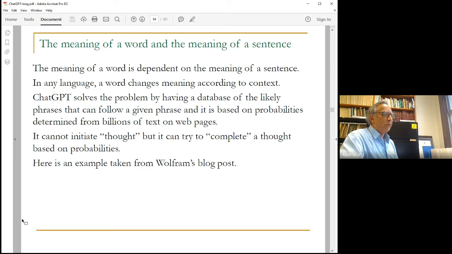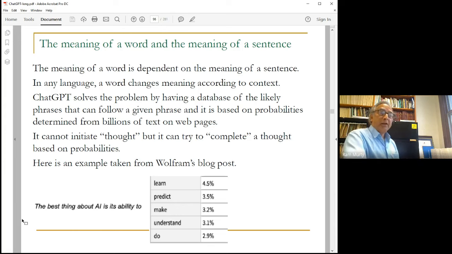So here's an example from Wolfram's blog post. The best thing about AI is its ability to what? Well, you can go back to your database and you'll see ability to learn, ability to predict, ability to make something, to understand, to do. And so each of these possibilities has different probabilities attached to it. How often does this word learn follow that sentence? Well, 4.5% of the time. How often does the word predict follow that sentence? 3.5% of the time. So you can see the highest probability is given to the word learn.